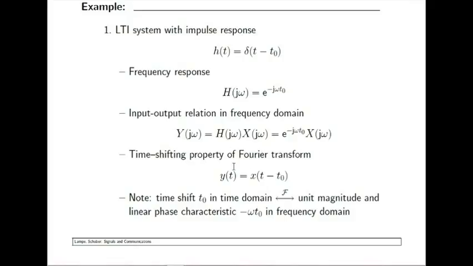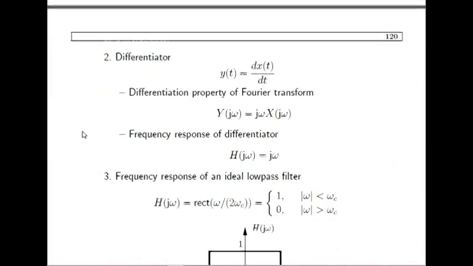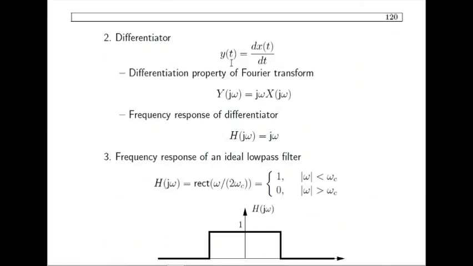So now let's see the second example, which is a differentiator. We have y(t) equal to dx/dt. From the differentiation property of the Fourier transform, Y(jω) will be jω times X(jω). So what will be the frequency response of this differentiator circuit? It will be Y(jω) upon X(jω), which will be jω.